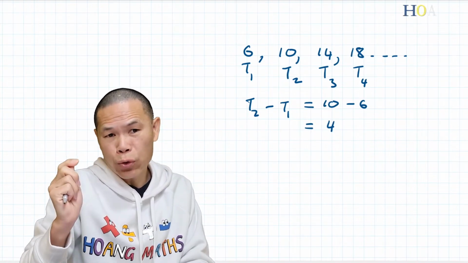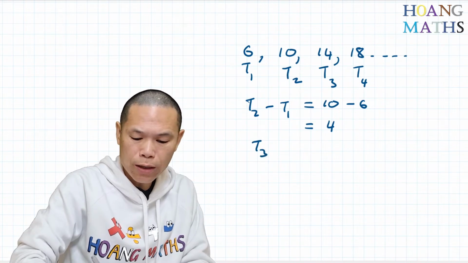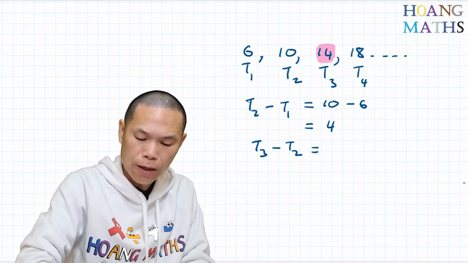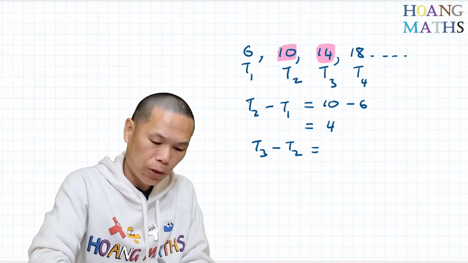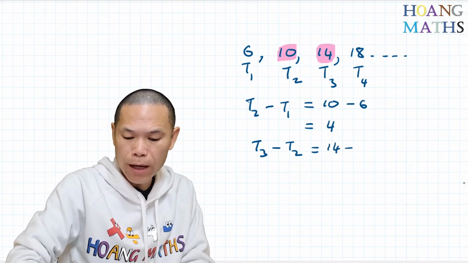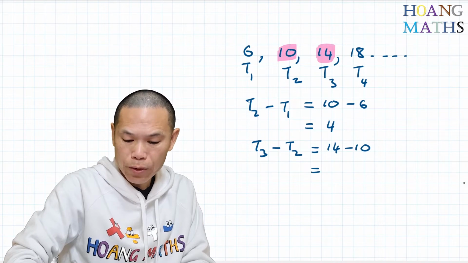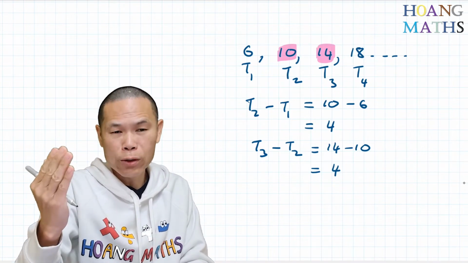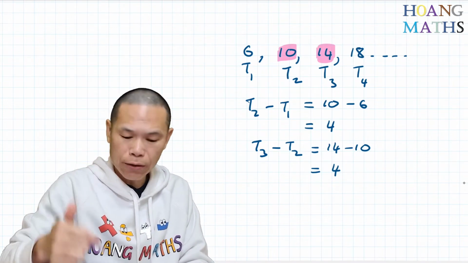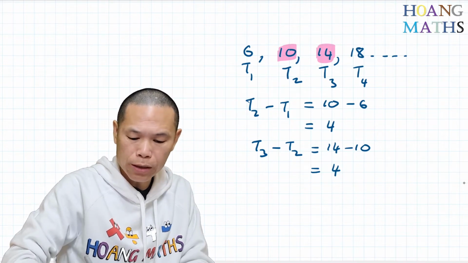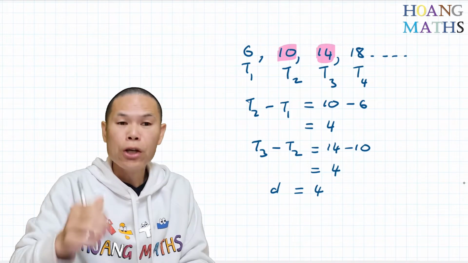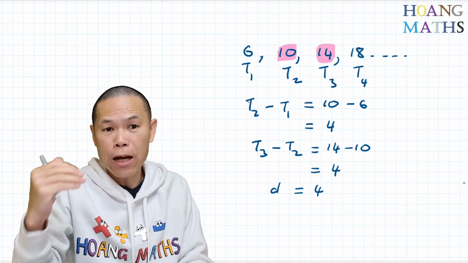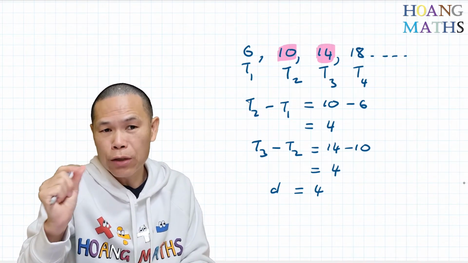And if we use term 3 minus term 2, term 3 is 14 minus term 2, that is 10. So therefore, we have 14 minus 10, that gives me 4. And if we use term 4 minus term 3, that also gives us 4. So that means we have a common difference. Let's write D means common difference. D is equal to 4. So therefore, 6, 10, 14, 18, this sequence is an arithmetic sequence because we have a common difference of 4.